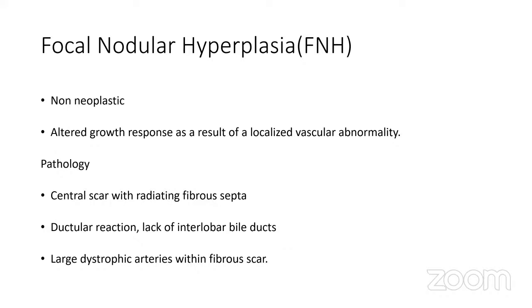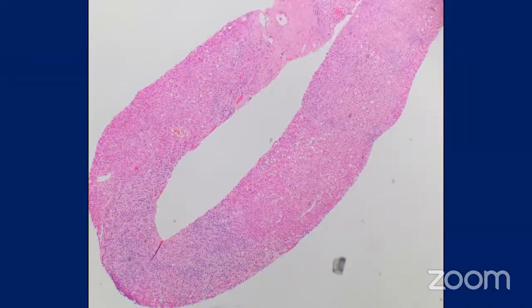Starting with focal nodular hyperplasia, this is a non-neoplastic lesion. We see an altered growth response as a result of a localized vascular abnormality. So what do we see on the slide? We'll see a central scar with radiating fibrous septa, ductular reaction, and lack of interlobular bile ducts, and we'll have large dystrophic arteries within fibrous scars.